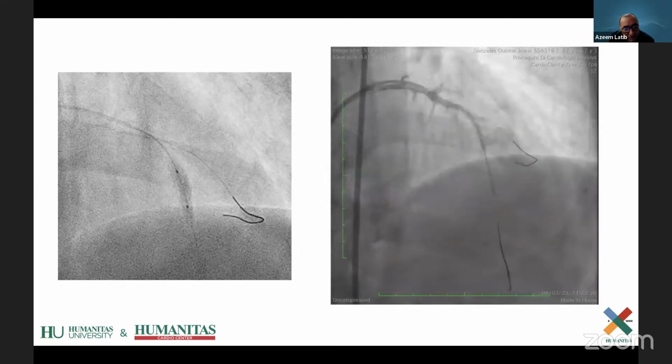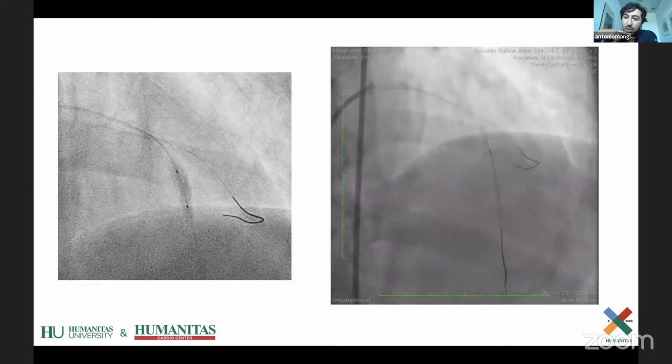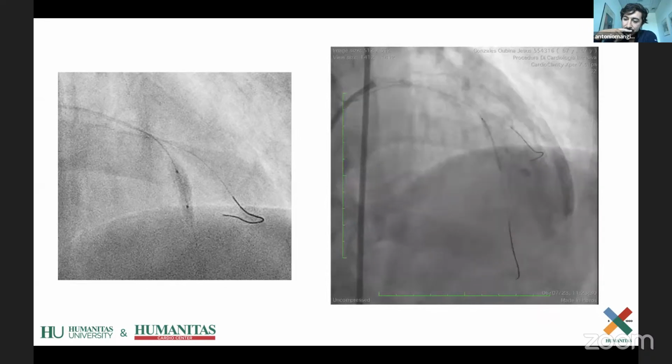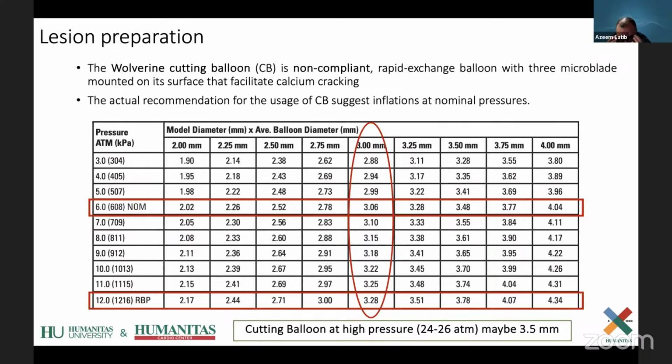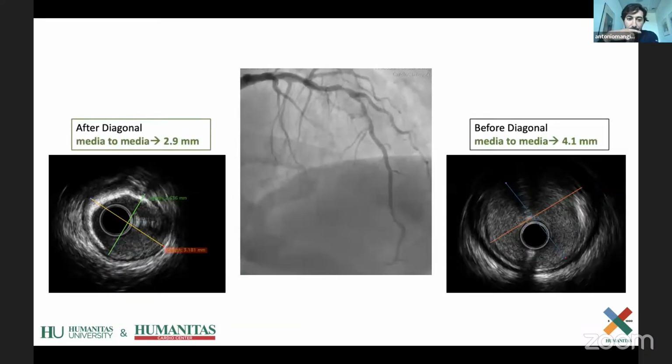So let me ask you, what pressure did you go with the cutting balloon? 24. So, I mean, go back one picture, and I'm going to be critical for the fellow's sake. Go back again, all right? I mean, no, forward. I'm looking at your diameter here, right? Your media to media after the diagonal is only 2.9. Yeah. All right. I would not have taken the cutting balloon to high pressure after the diagonal. Yeah. I thought you were going to say you took the 3.0 to nominal after the diagonal, and then used the same cutting balloon at high pressure proximal to the diagonal.